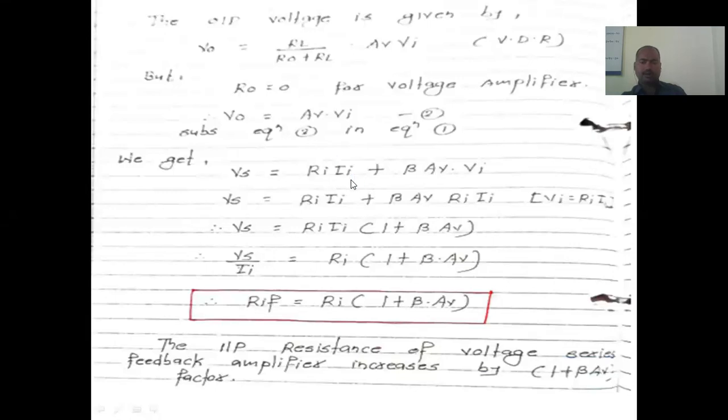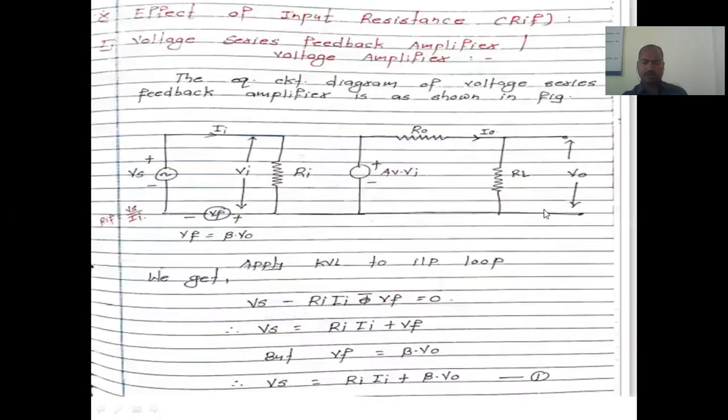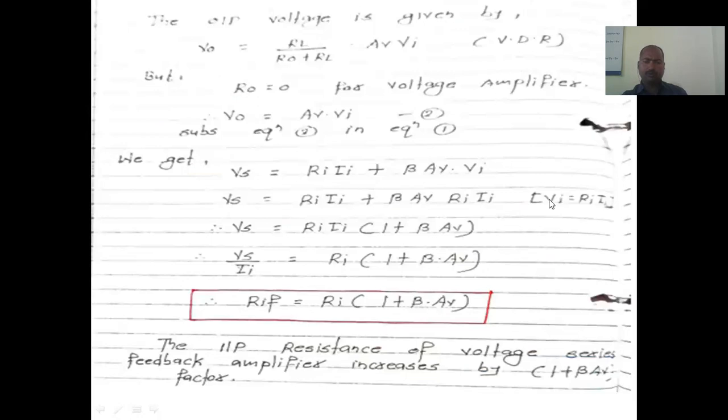Beta as it is, beta into V0. For the V0, we know that the value of V0 is nothing but AV into Vi. So Vs is equal to Ri into Ii plus beta into Vi, where Vi is nothing but AV into Vi. We put AV into Vi here. So Vs is equal to Ri Ii plus beta into AV.